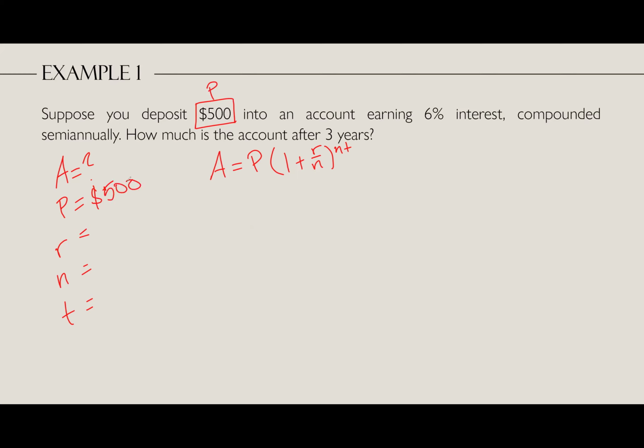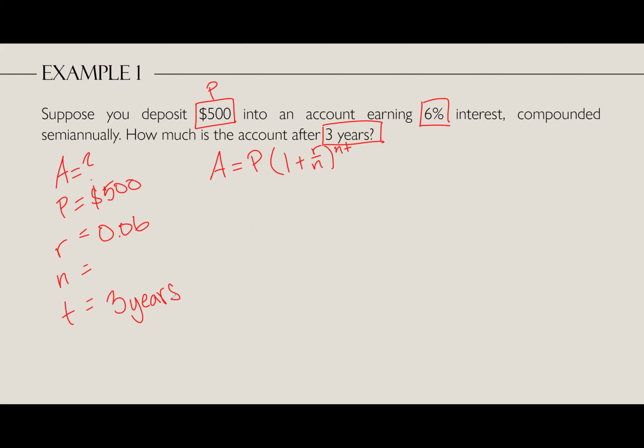R stands for my interest rate, or in this case, 6%. That is 0.06. Remember, we don't want to write 6. We want to write it as a complete decimal. I'm going to skip to T. How long am I waiting on this account? Well, if I read the question, we know that we're waiting 3 years.